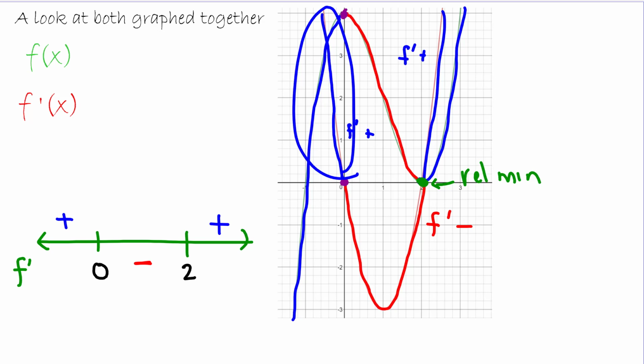So what I know about f, I'm going to draw a little number line below it. Here's what f looks like in those regions. f increases, then decreases, then increases again, which is modeling the shape of that graph.